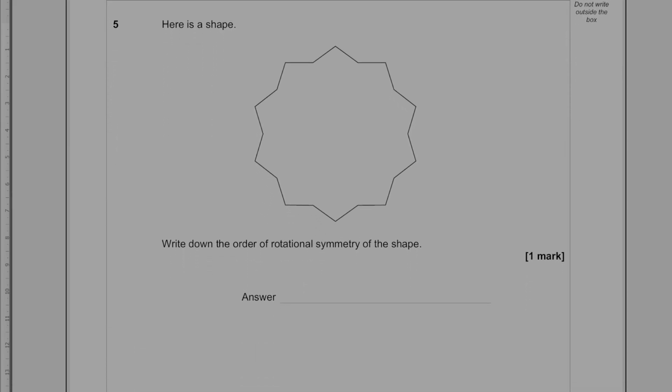Right, question 5. Here is a shape. Write down the order of rotational symmetry of this shape. So that means that if I put a pin in the center and then rotated it 360 degrees, how many times would it overlap itself? So if I imagine spinning it, that would overlap itself once, twice, 3, 4, 5, 6, 7, 8, 9, 10 times, it looks like.